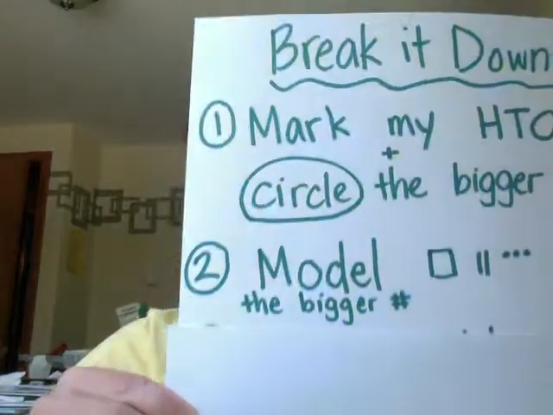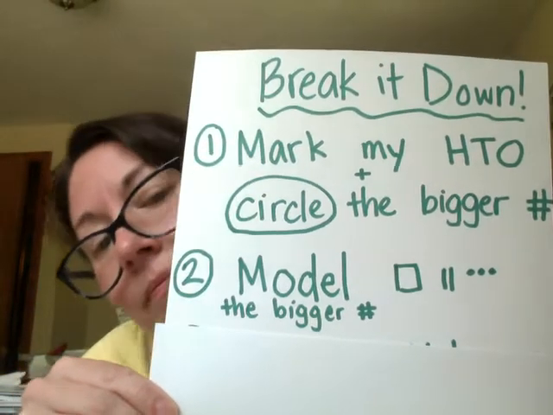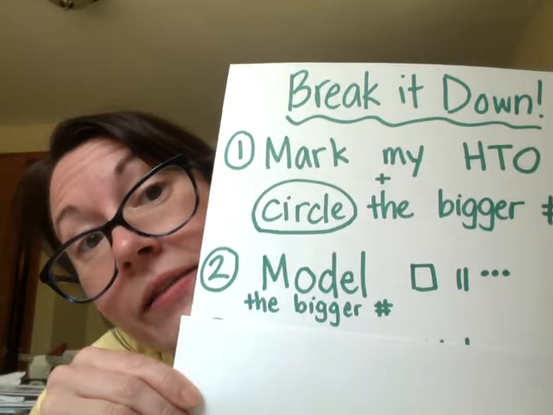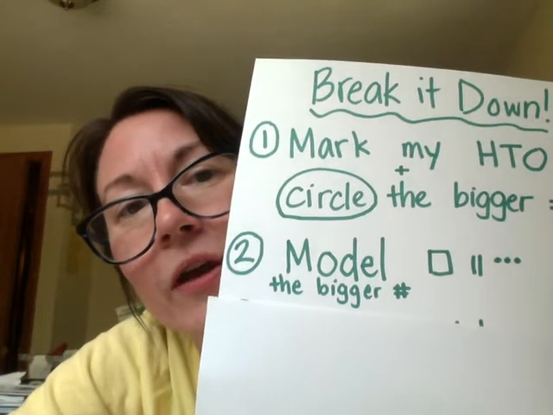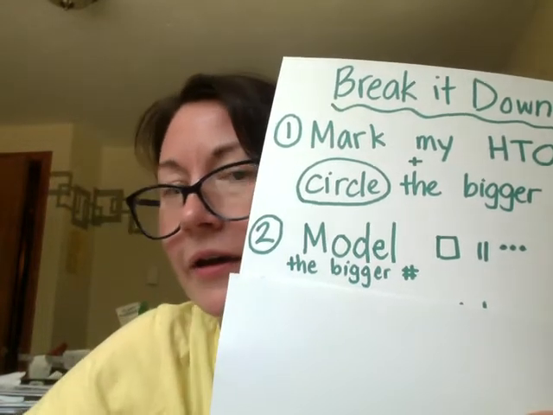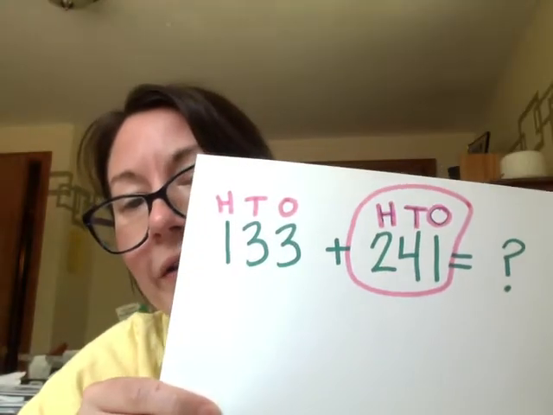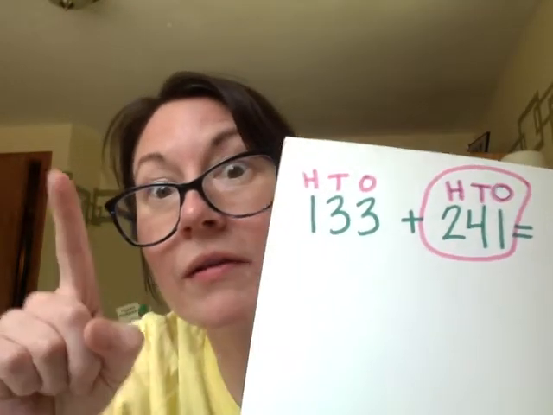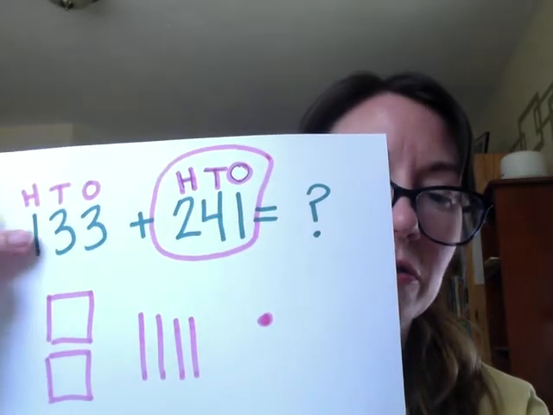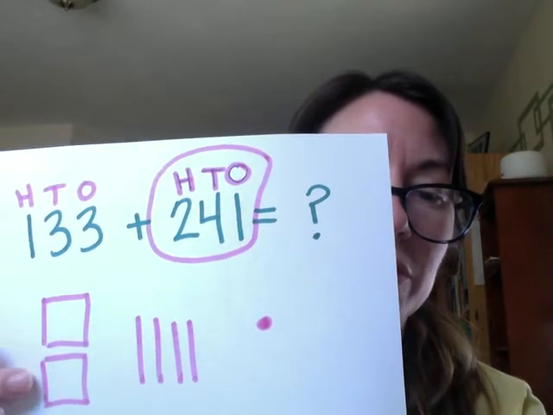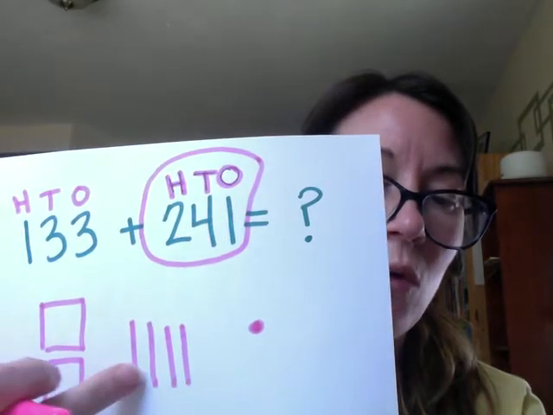Step two, model it. Make a model. And here's step two for you. Make a model. I always like to start by making the model of the bigger number. That's why I circle it. So I'm going to go ahead and make a model of the bigger number, 241. I'll be right back. Here we go. I made my model. Where is it? 2 hundreds, 4 tens, and 1 one.